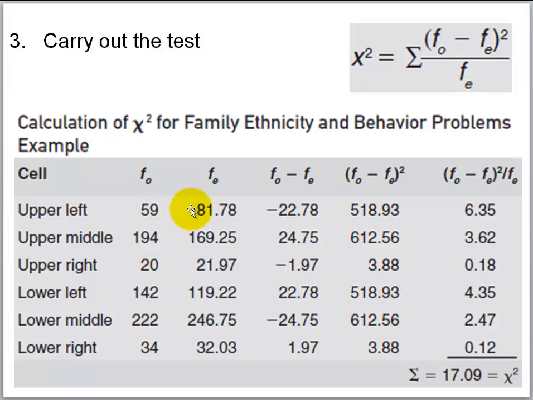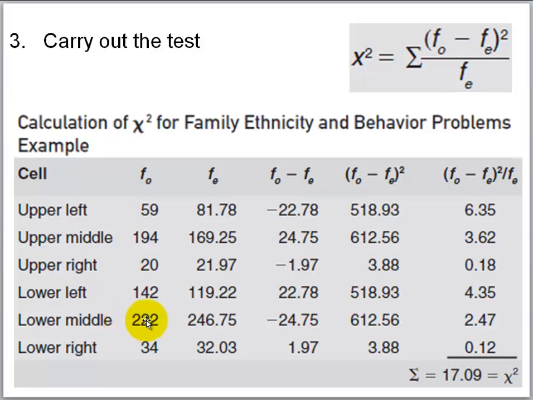The expected frequency was 81.78. We subtract the observed from the expected to get minus 22.78. We square that to obtain 518.93. We divide 518.93 by the expected frequency, 81.78, and that yields 6.35. And we'll talk through one other cell.